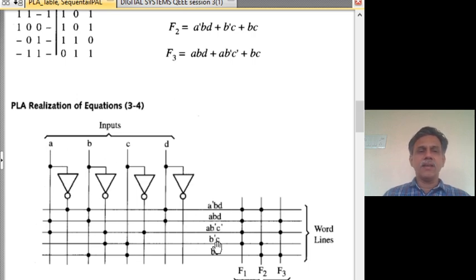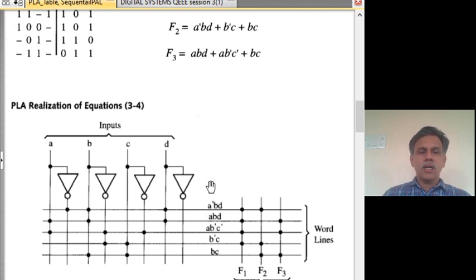So, here there are 5 distinct product terms, and so we need 5 horizontal lines, and the number of cross points is always a function of the number of vertical lines and the horizontal lines. So here 8 into 5, 40 are there. Here 5 into 3, 15 cross points are there. So if you want to reduce the number of cross points, because each cross point should have a MOS gate, we need to reduce the number of horizontal lines or the number of distinct product terms.